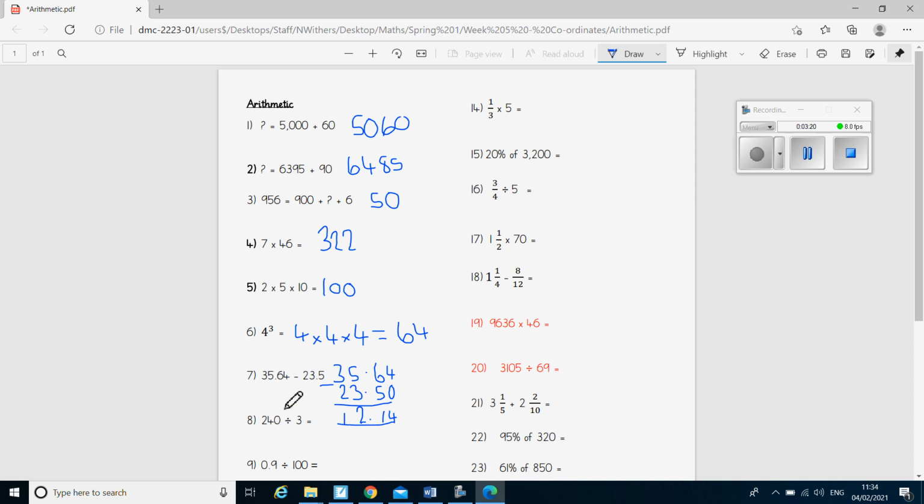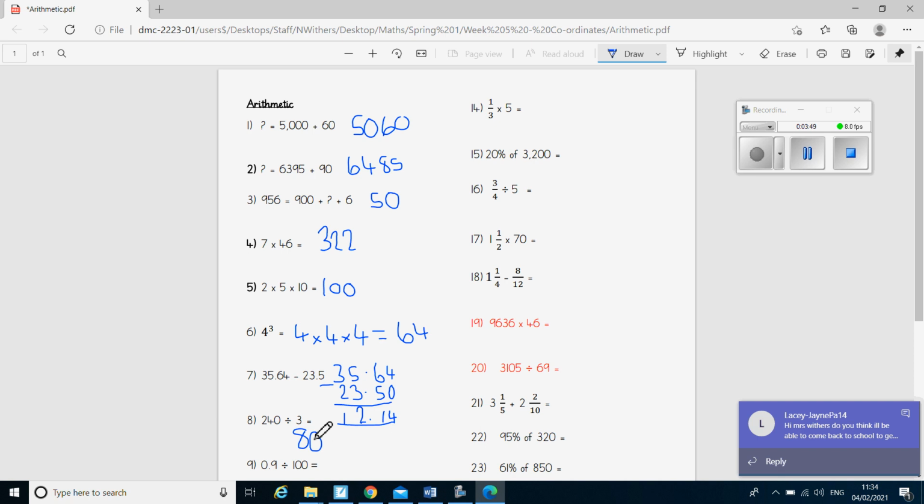Okay, question 8, 240 divided by 3. I could do this using the bus stop method, but actually the easiest way to do this is to use what I know. And if I know my 3 times table, I know 24 is in the 3 times table, and this number is just 10 times bigger. It's got a 0 on the end of it. So 24 divided by 3 would give me the answer 8. Okay, and all I need to do is put a 0 on the end of that answer.